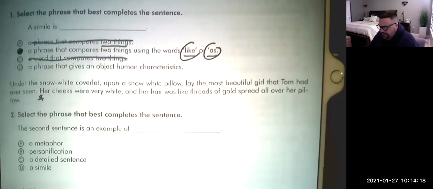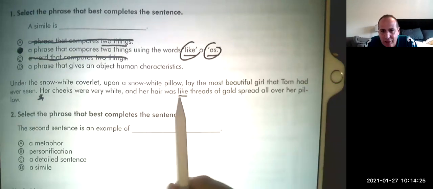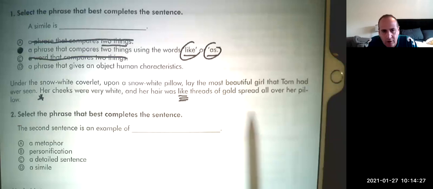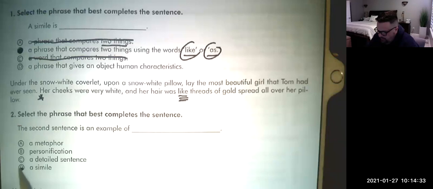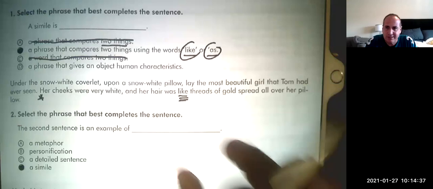All right, Mr. Spina, what do you think? I think when I read it, her cheeks were very white and her hair was like threads of gold spread all over a pillow. Like tells me it's a simile. And you would be correct. Well, that's a gimme. Give me a harder one. Go to the next. Okay.